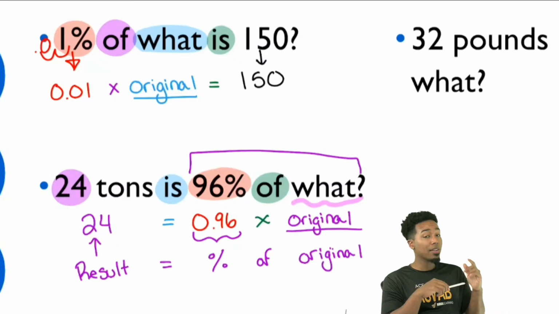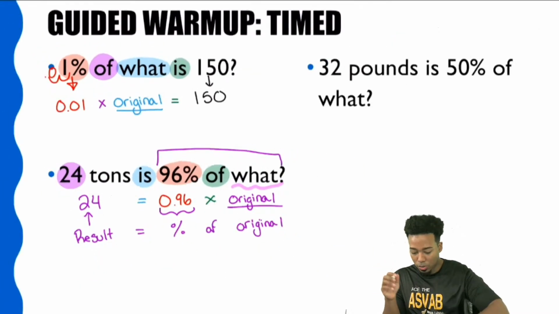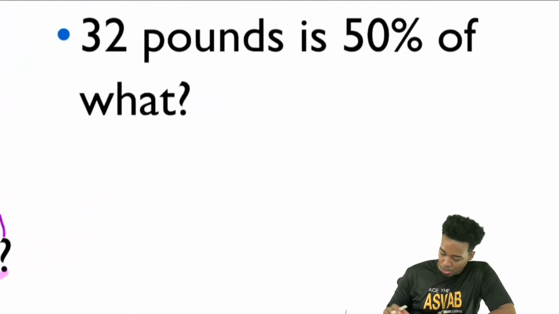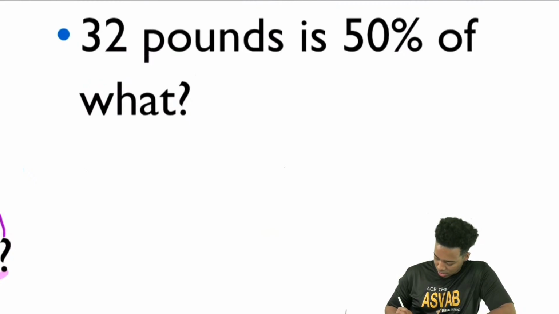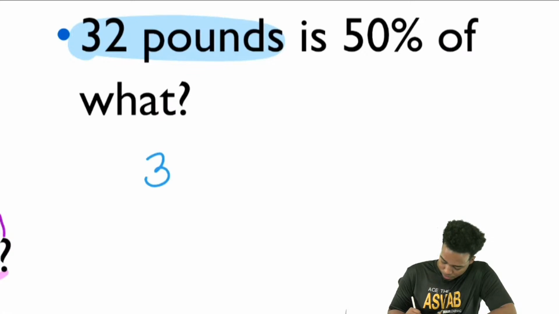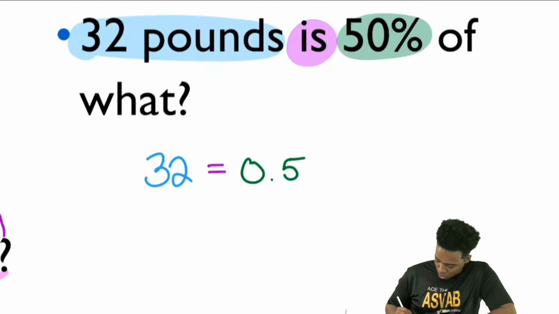Now, to solve them, we're going to have to work backwards and divide, but I'll show you what I mean. Here we go. This last one: 32 pounds is 50% of what? Well, write it down, nice and easy. 32 pounds, okay, 32. Then we see the word is, so that equals. Then it says 50%, so that would turn into 0.5. The word of means multiply, so we'll put the multiplication symbol. And then it says what?